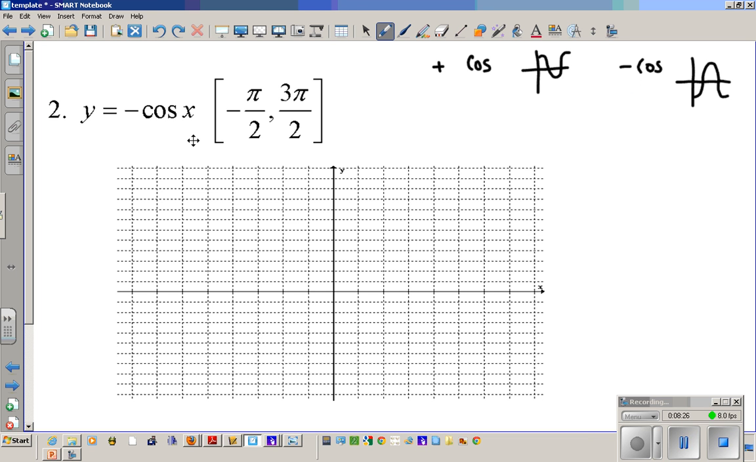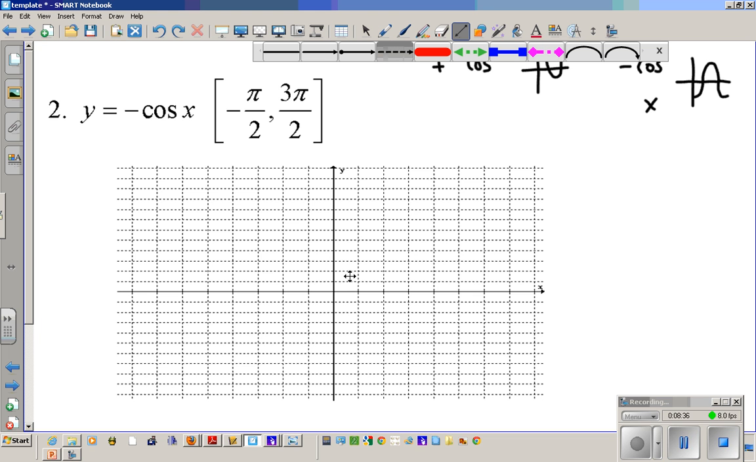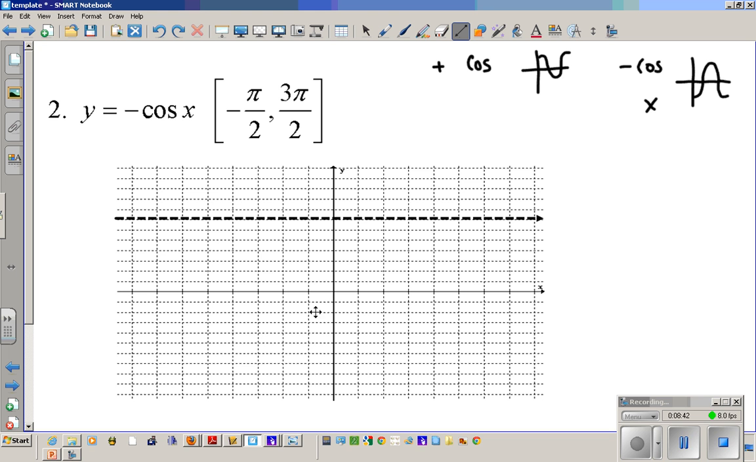In this case it's negative, so we're going to be using this upside down cup to generate our points. So first of all, let's do the max and the min. Let's go 7 again: 1, 2, 3, 4, 5, 6, 7 to generate the maximum, and then 1, 2, 3, 4, 5, 6, 7 to generate the minimum.